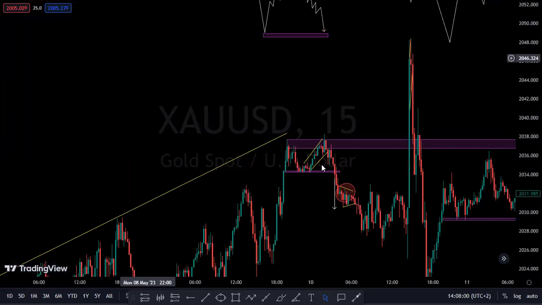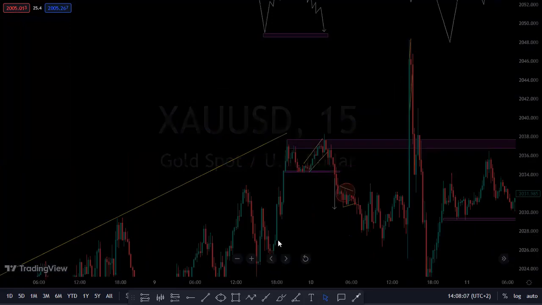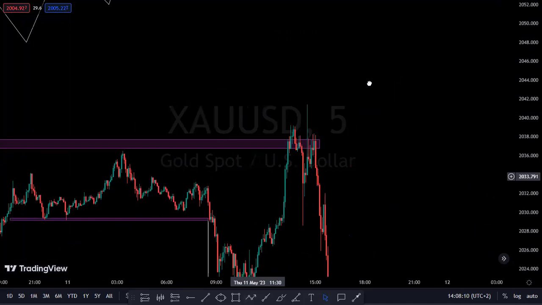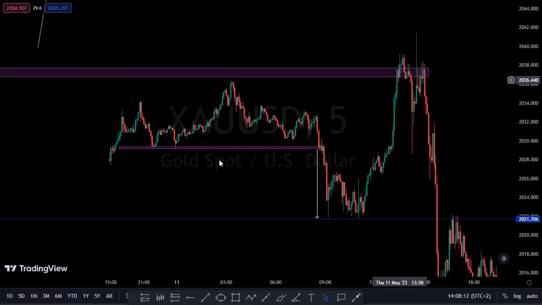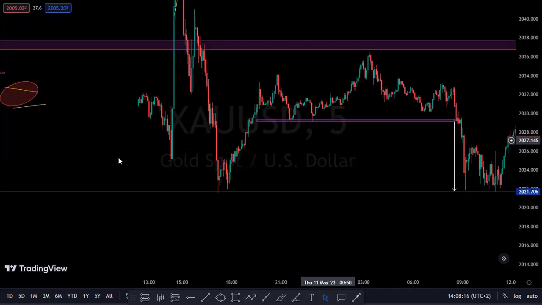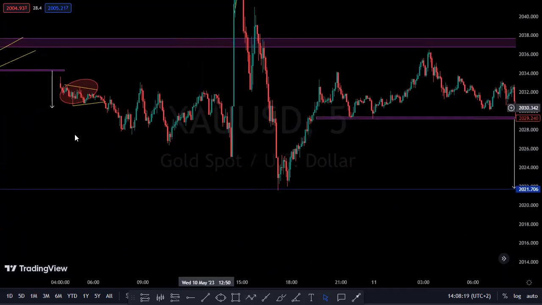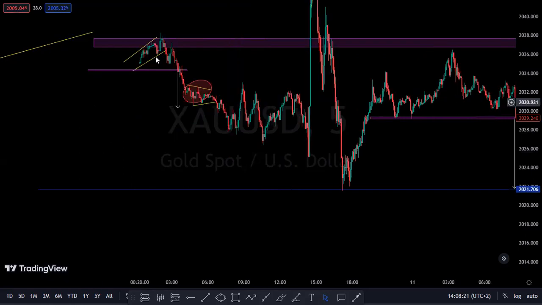This is our ascending channel here. Okay, let me go to my smaller time frame. It should be my 5 minutes so that it can be clearer to us. I want to make it clearer so that we can all see what an ascending channel looks like. This is also an ascending channel. This now is also an ascending channel.